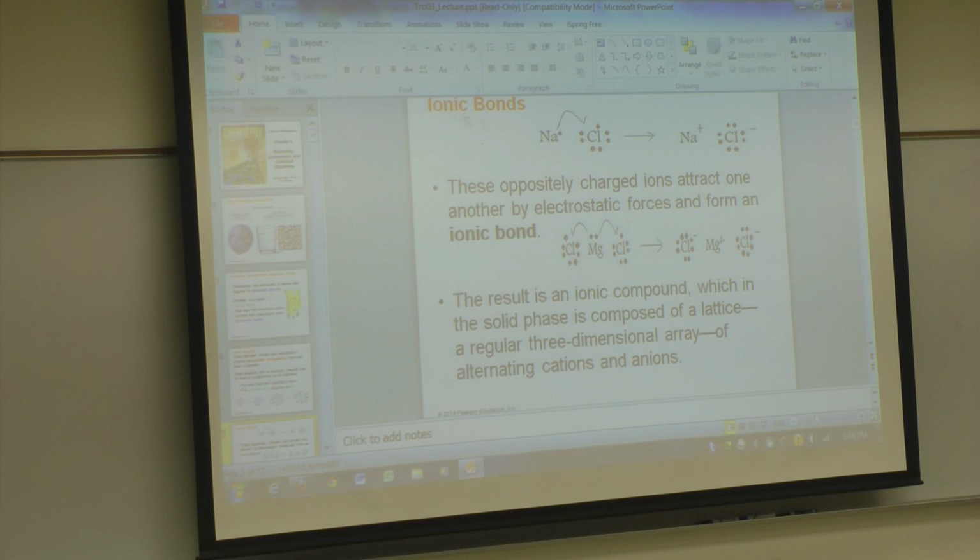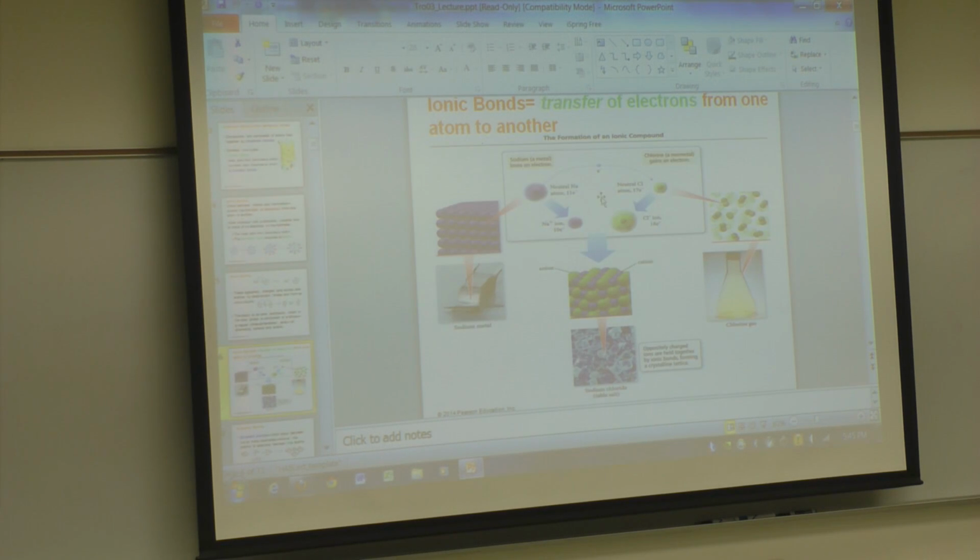So, to sum it all, ionic bonds have oppositely charged ions bound by electrostatic forces. And in the example of sodium chloride, a solid phase or a lattice of alternating sodium cations and chloride anions. And if we look at sodium metal on the atomic scale, you see a nice array of sodium metal. It has a metallic luster, silver gray.